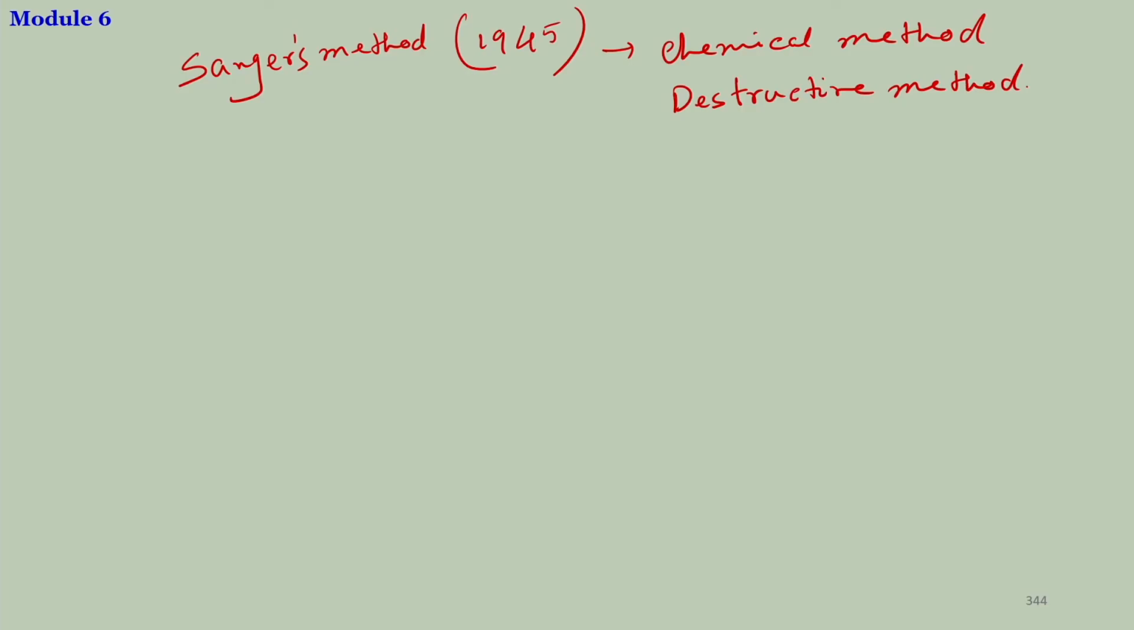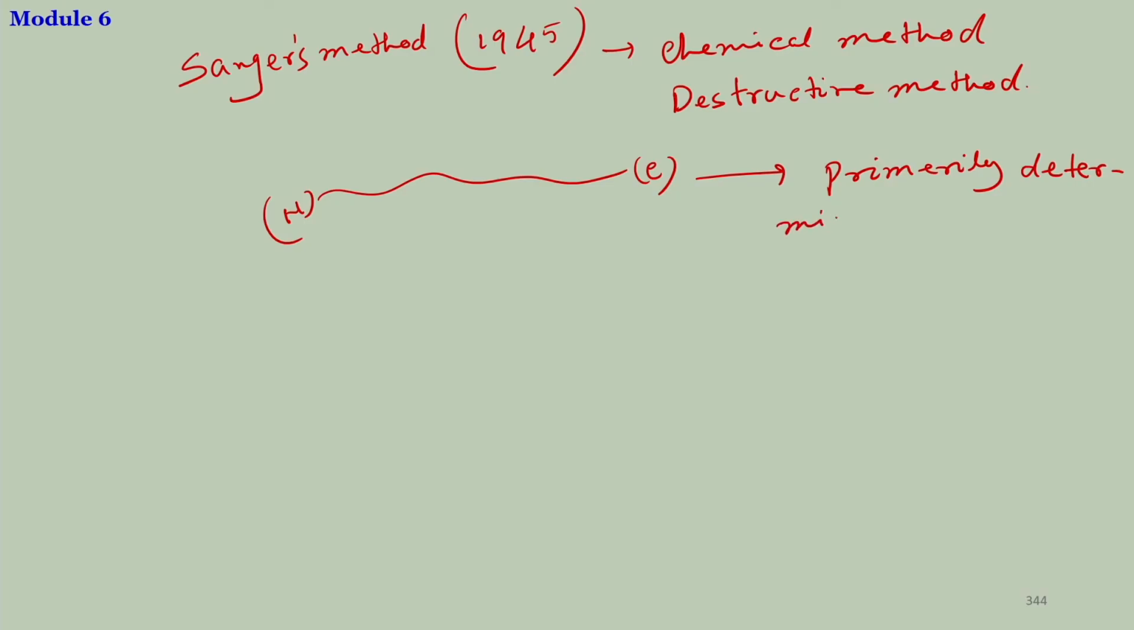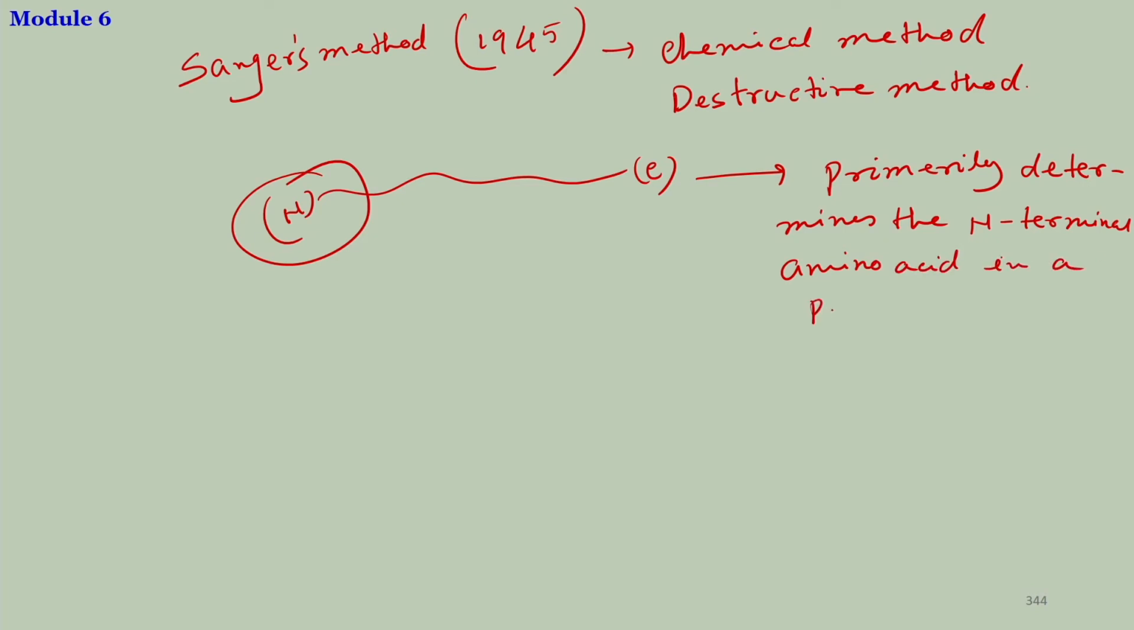Primarily, Sanger's method was developed to know the N-terminal sequence of a protein. So, if you have a protein which has the N-terminal, and this is the C-terminal, Sanger's method primarily determines the N-terminal amino acid in a protein.